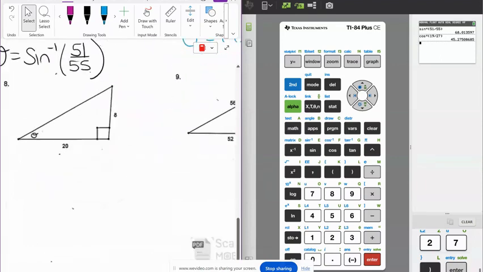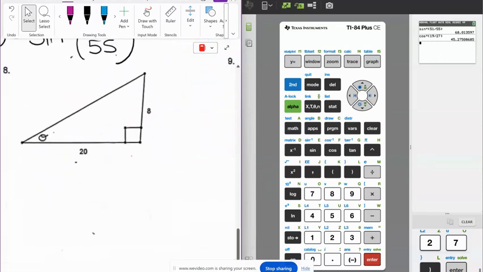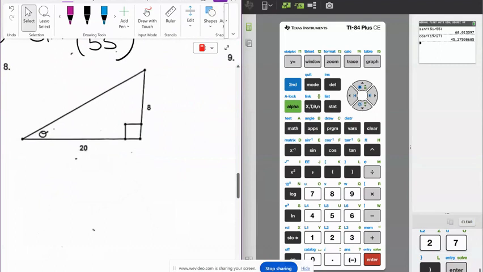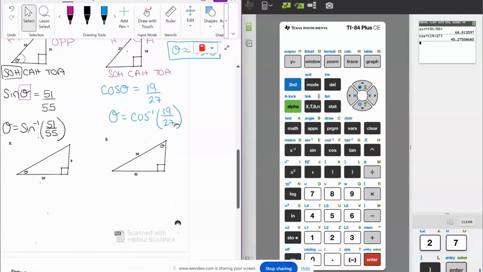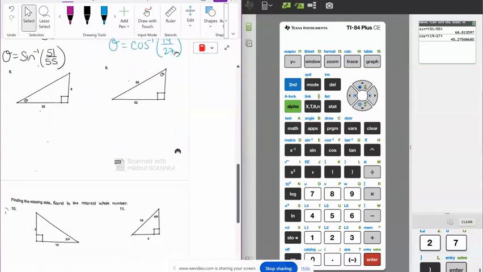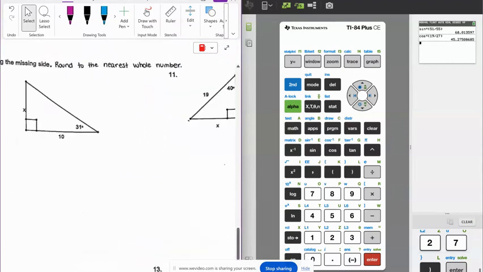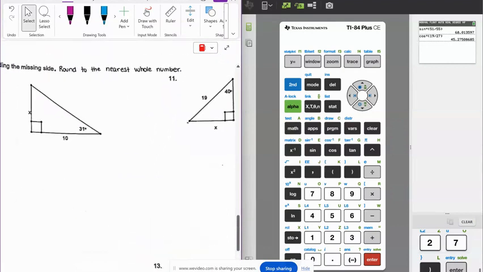Let's go to number 8. Oh, I don't want to go to number 8. We've done enough of these, right? You guys get this? The missing angle? Let's go to the next page. Again, this says round to the nearest whole number. I do not want to do this. Round to the nearest tenth.